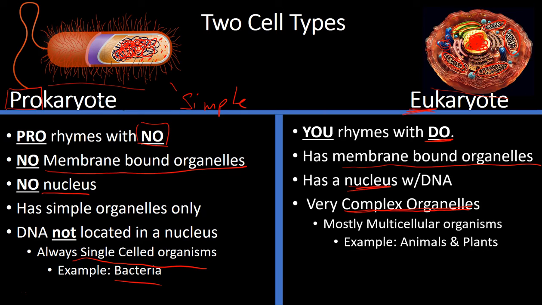Now, when we look at a eukaryote, eu rhymes with do, and they do have membrane-bound organelles. Those are these structures again, these very complex structures. They do have a nucleus to store their DNA, and they're mostly multicellular, so think plants and animals. Those are all eukaryotic cells.